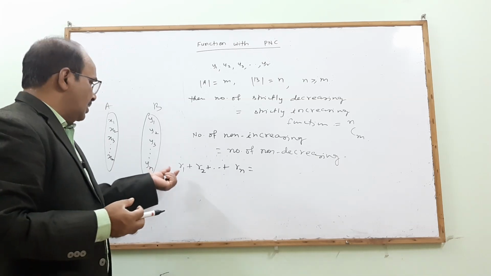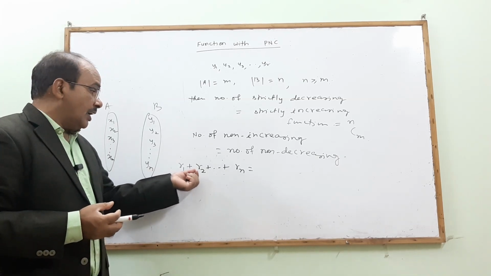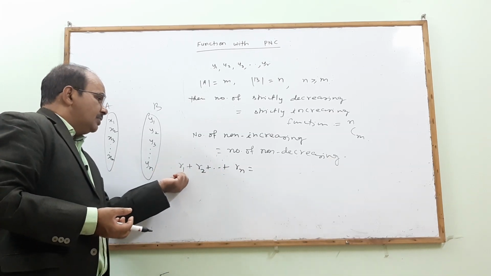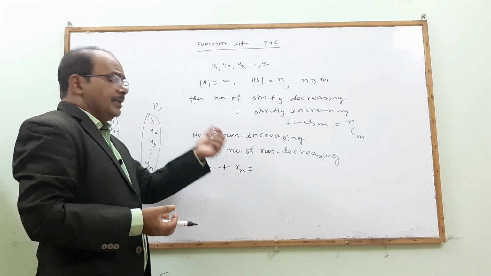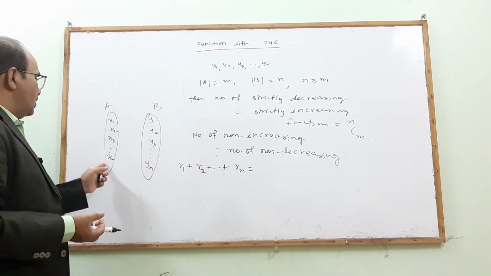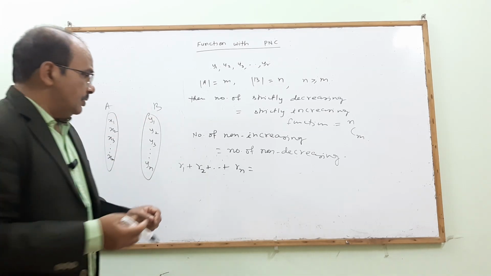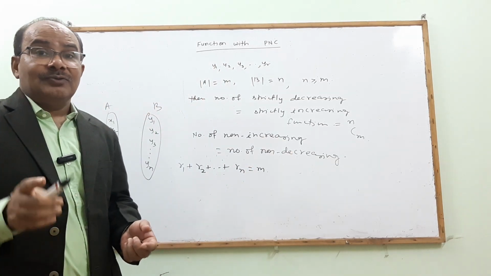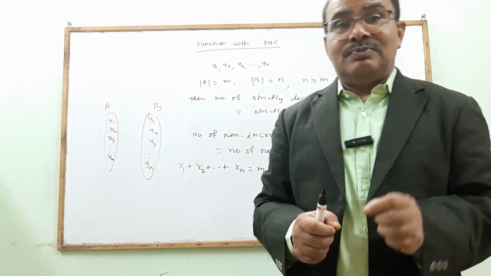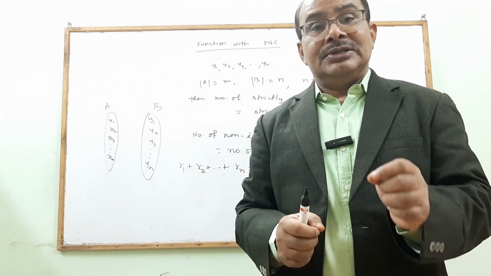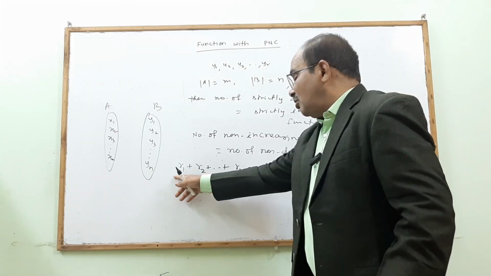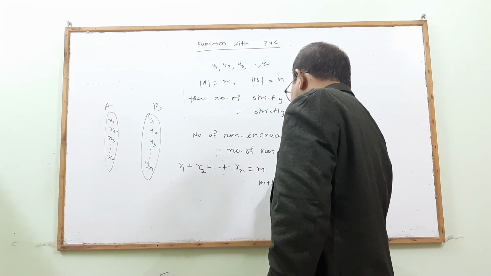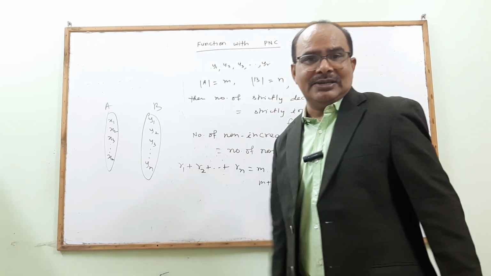Just think, R1 can be 0, R2 can be 0, Rn can be 0, R1 can be from 1 to m. R1 can be such that all the elements are connected to Y1. Means the sum must be equal to m. And what we have to do? We have to find the non-negative integer solutions of this linear equation. And that is equal to m plus n minus 1 C m.